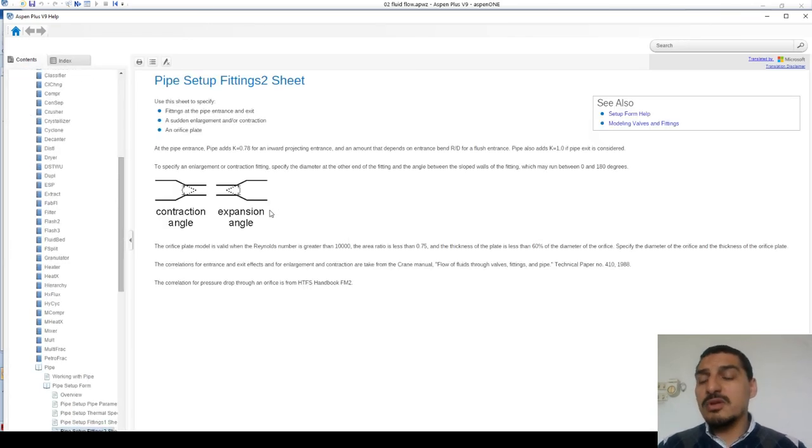But the problem with the Aspen Plus help is that the information provided is very, very little. It tells you to use this sheet to specify the fittings at the pipe entrance, a sudden enlargement or contraction, and an orifice plate, which is what we know actually. It doesn't give you any information about what is called flush or inward. It tells you that the amount depends on the entrance bend R over D for a flush entrance.